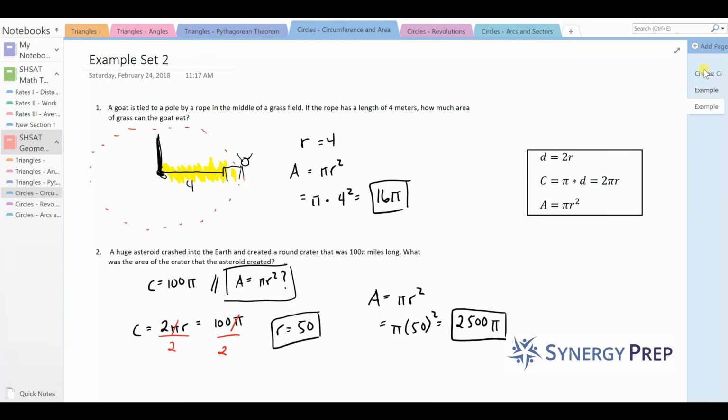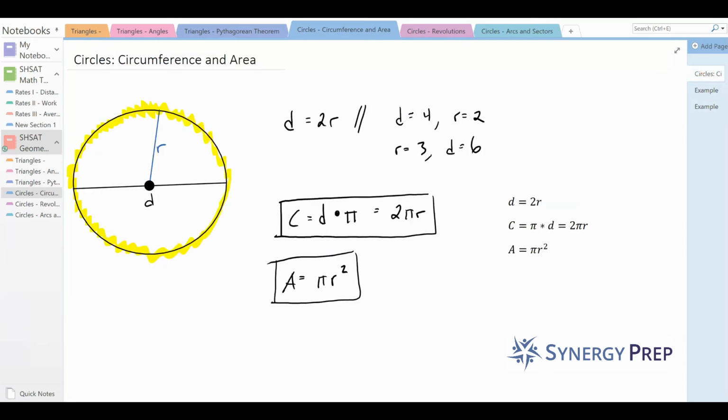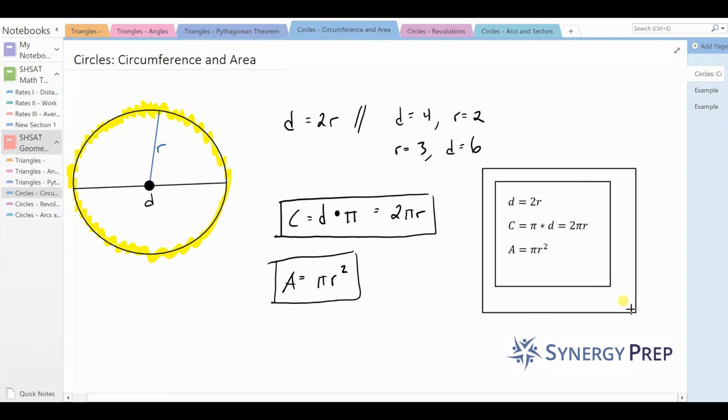And that's it. We just covered circumference and area. So, just to reiterate, these are the equations that you need to know, and you have to have them memorized. Okay? They won't be provided during the exam, so memorize them. D is equal to 2r, so the diameter is 2 times the radius. The circumference is either pi d or 2 pi r, and the area is pi r squared.